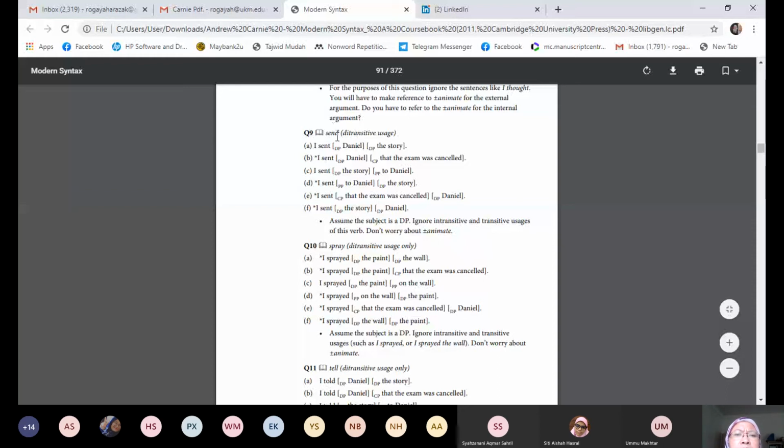Send. Send is ditransitive. Ditransitive because it has two arguments. So I sent Daniel the story. So two arguments. One argument is DP, Daniel, and the other one is DP, the story. I cannot say I sent Daniel that the exam was cancelled. So CP cannot. I sent the story to Daniel. Can. I sent the story to Daniel.